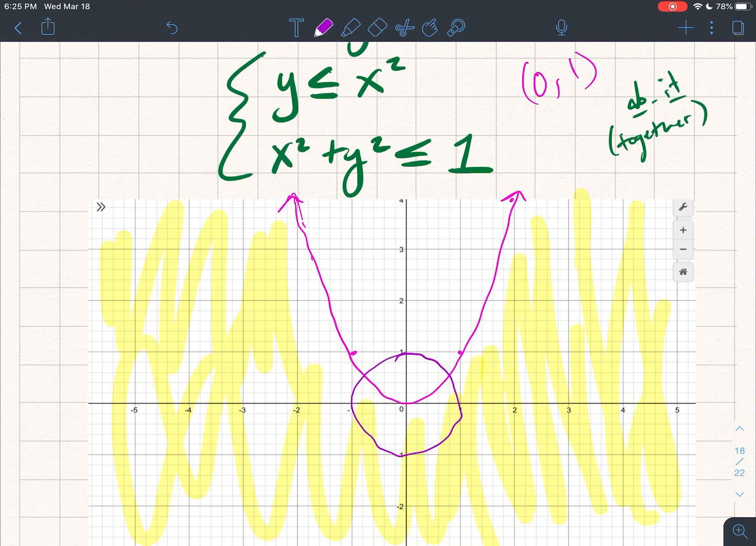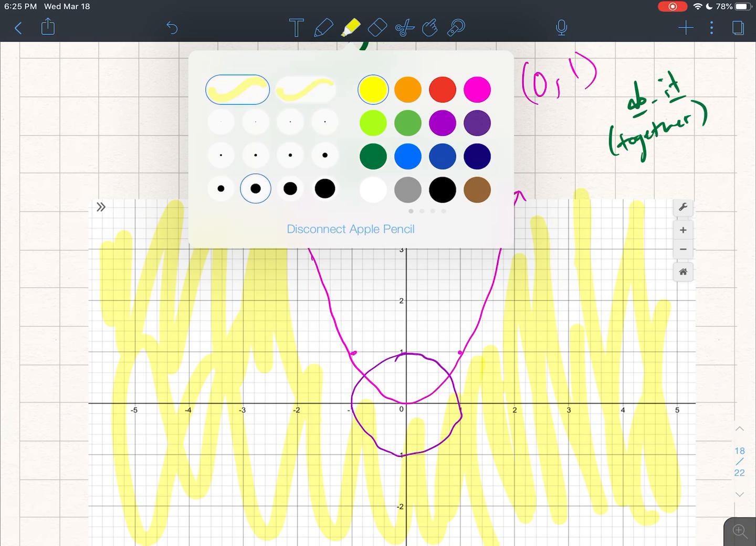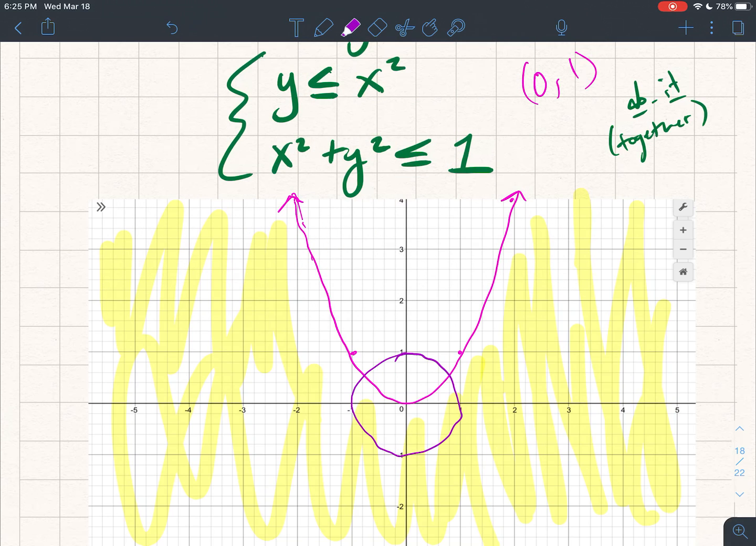Well, we want all points, when we add their squares together, it's less than 1. So that is definitely the inside of the circle. If you're not sure about that, plug in 0, 0. 0 squared plus 0 squared is 0. That's definitely less than 1. So we're going to shade the inside of the circle.